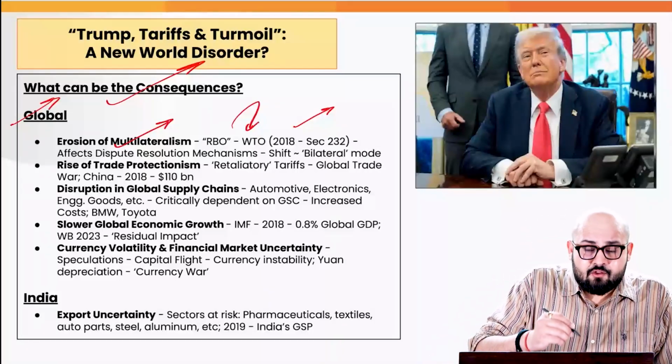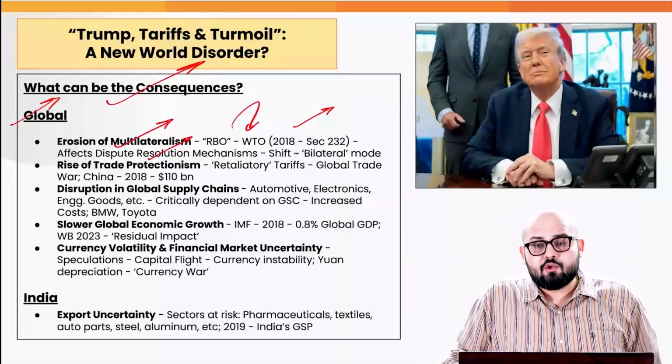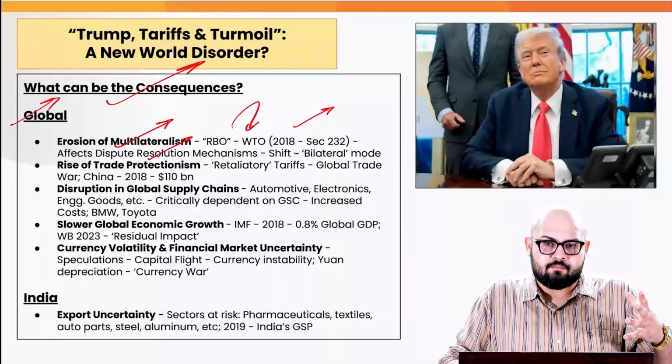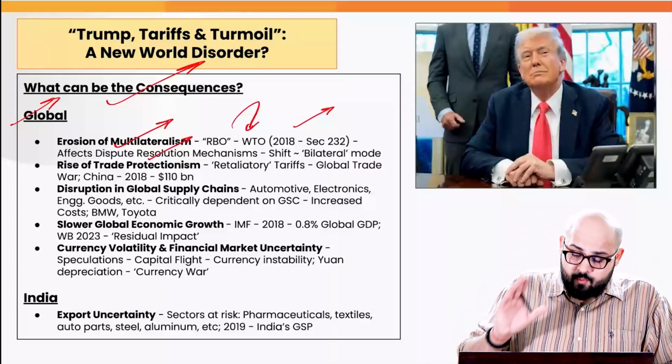Next is that it is going to affect the dispute resolution mechanisms between different countries, because now the US is resorting to unilateral mechanisms. How would the disputes be solved now, right? That is a question mark.